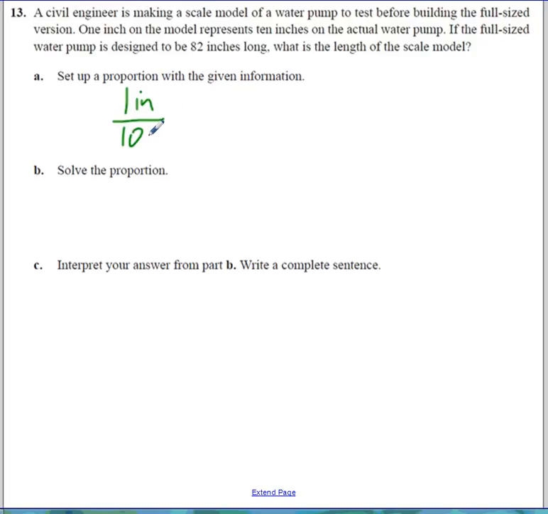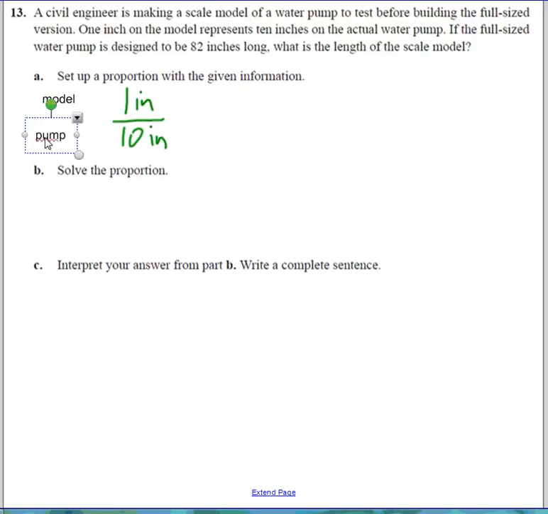Now notice I have both of these numbers in inches. And so I like to make sure that I am clear on what is what. So it says 1 inch is the model, and that represents 10 inches on the actual water pump.